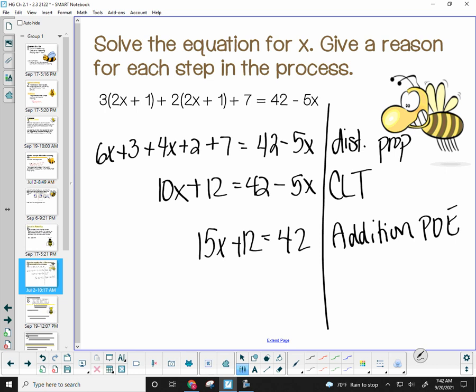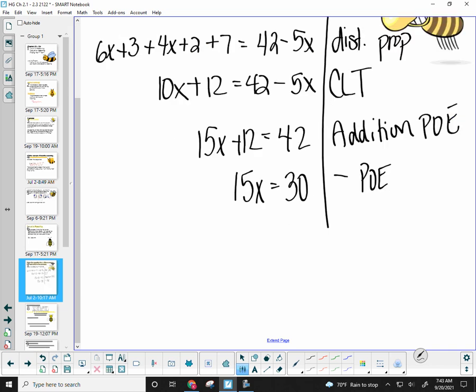Okay, now what would I do? Subtract 12. So I have 15x equals 30. What allows me to subtract the same value from both sides? The subtraction property of equality. And now how would I solve? Divide by 15, you get x equals 2. What allowed you to divide both sides by 15? The division property of equality. Okay, that's deductive reasoning. Justifying your steps every time you make a statement.